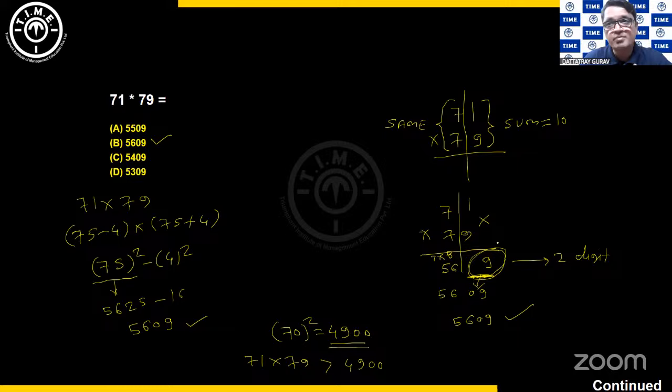But this shortcut has some limitation. Every time I can't apply this method. What is the logic here? The sum of the last digits should be 10 and the previous numbers should be the same. That may be 2 digits, it may be 3 digits, it doesn't matter. The logic is the same.